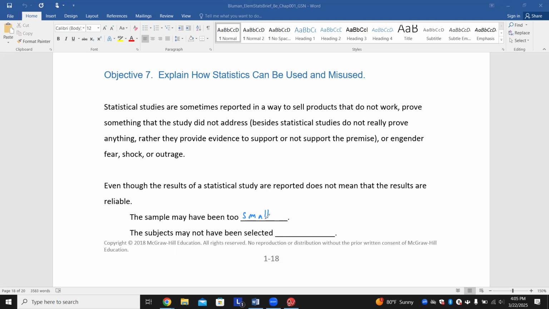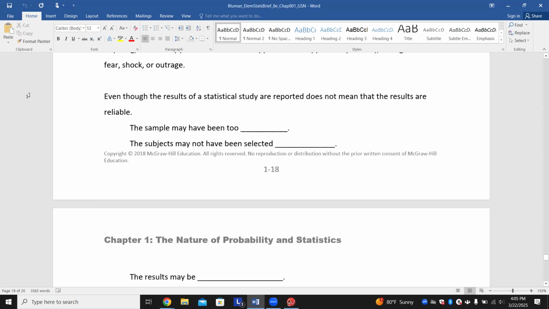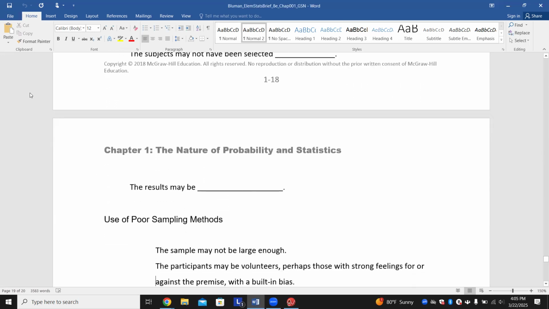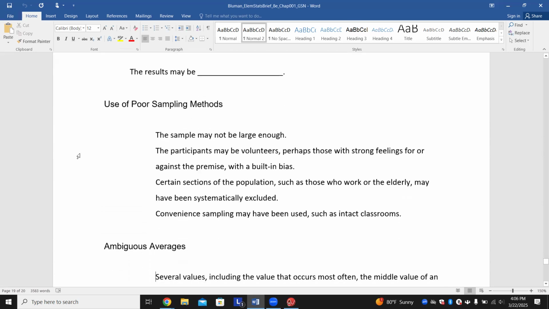The subjects may not have been selected randomly, right? A big one is just convenience. People at my local grocery store, do you like the prices that we have of certain foods, right? That could be just convenience. And of course, they'll all probably say yes or no because we'll all have the same agreement. And then the last part here, too, the results may be misinterpreted. Let's take that very first thing we talked about in the first video.